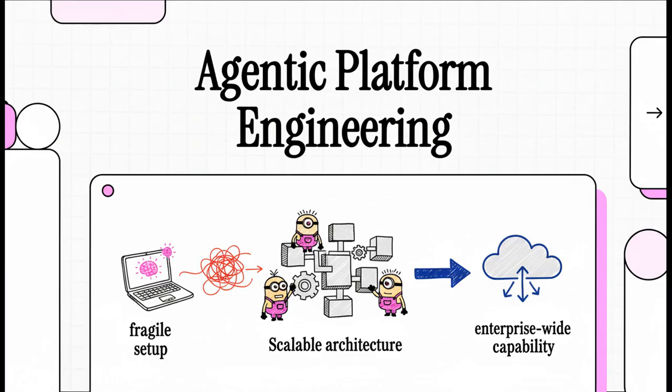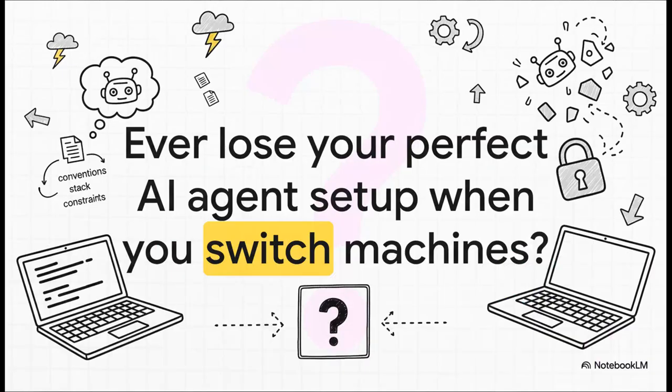It's a scalable architecture that's all about taking AI agent intelligence from a fragile little setup on your laptop to a resilient enterprise-wide capability. Okay, let's start with a problem I am positive many of you have faced. You spend hours, maybe even days, getting your AI coding assistant just right. It knows your style, it knows your tech stack, all your little rules, and then you get a new laptop or tool updates, and poof, it's all gone. You're right back to square one.